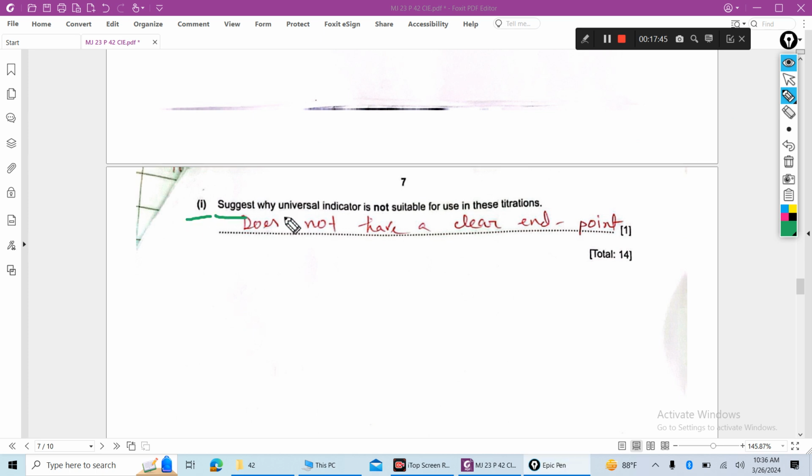Suggest why universal indicator is not suitable for use in this titration. And you know, universal indicator shows different colors at different pH. If pH is 1, it shows one color, and at 3 another color, so you do not have a clear endpoint. If you use universal indicator, you will not get a clear endpoint, a clear neutralization point you cannot detect.